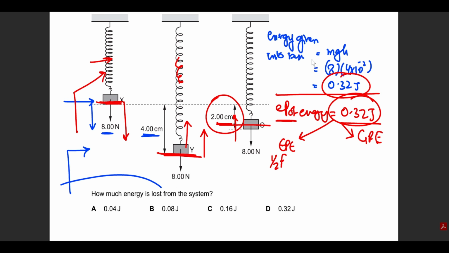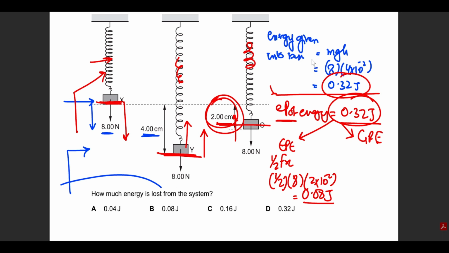It will be found by half fx. So 1 over 2, force is 8. The distance still in the spring is 2 centimeters, 2 into 10 raised to minus 2. Let me find this out for you. This comes out as 0.08 joules. It's still present in the spring.